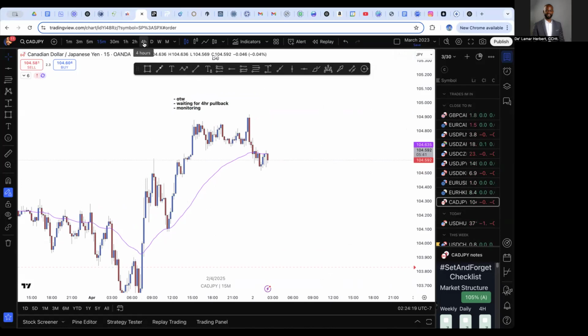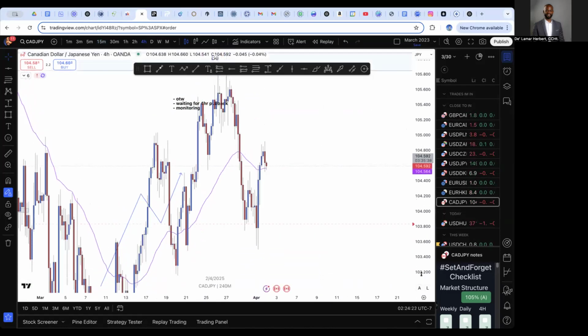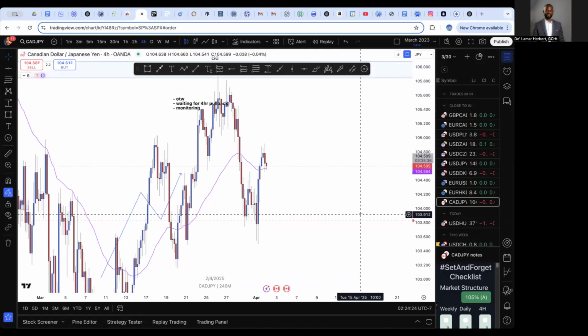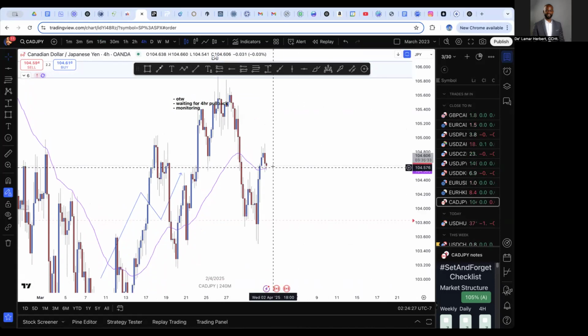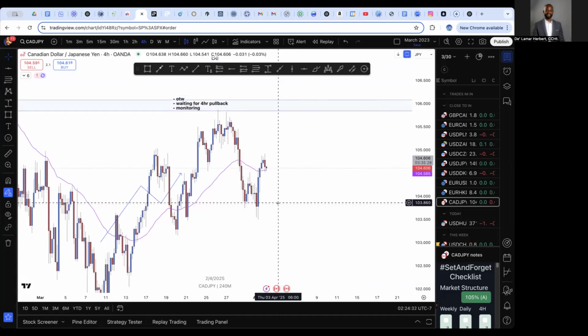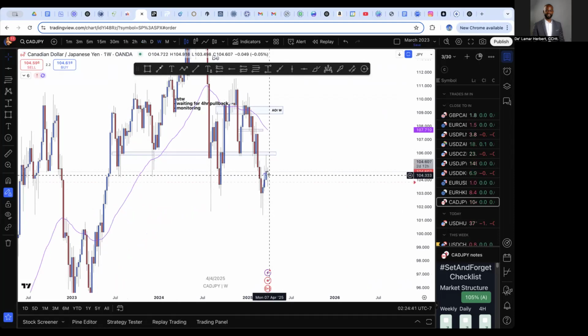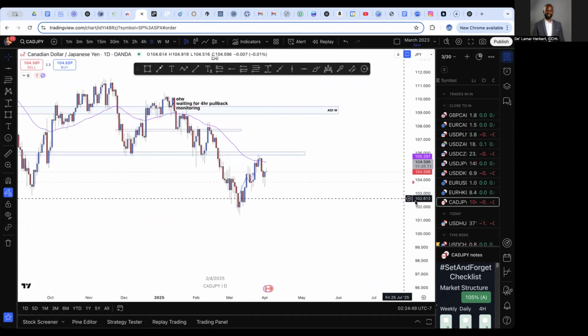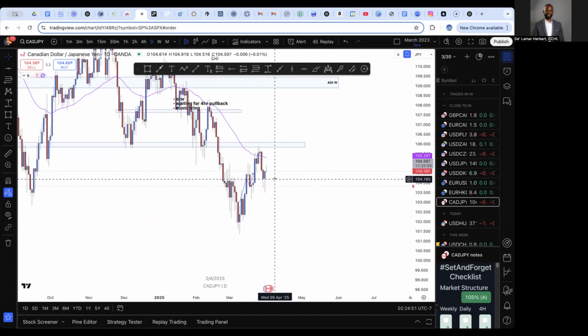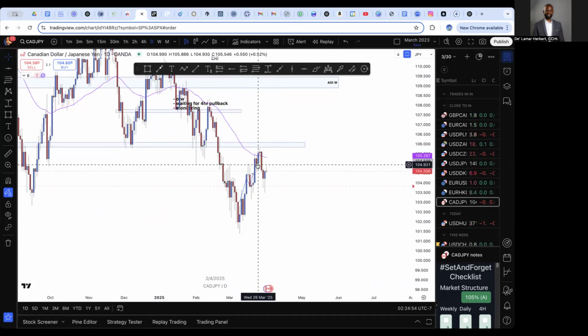CAD JPY, we're waiting for this 4 hour pullback, which is happening right here. But we're also looking for, actually, let me see why I put that. Okay, because we have a pullback here, and what we were saying was that price had touched into this area of interest. Yeah, I did a wick pullback, and so in daily structure.